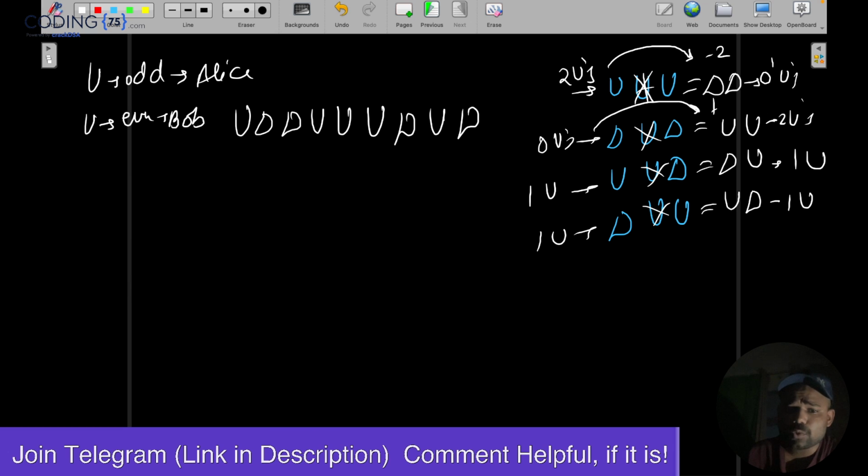And in the other two cases, the number of U's is the same. Here also 1 U, here also 1 U. Means the parity of U's will not change. If initially there is an odd number of U's, it will remain odd after any number of operations. And if initially there is an even number of U's, it will remain even. Right? So see guys, if initially there is an odd number of U's, you can see here how many U's there are. 1, 2, 3, 4, 5. There are 5 U's. Means Alice will win definitely.